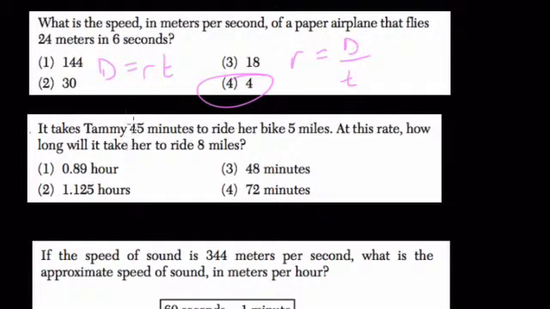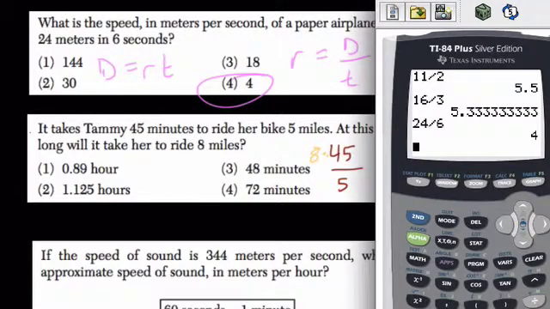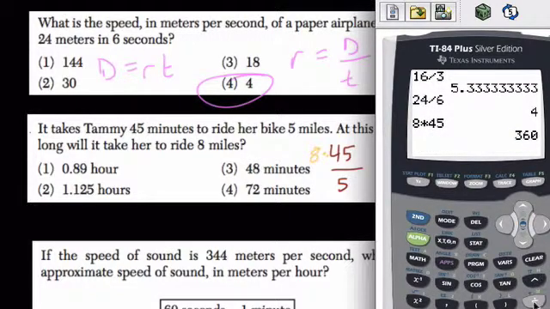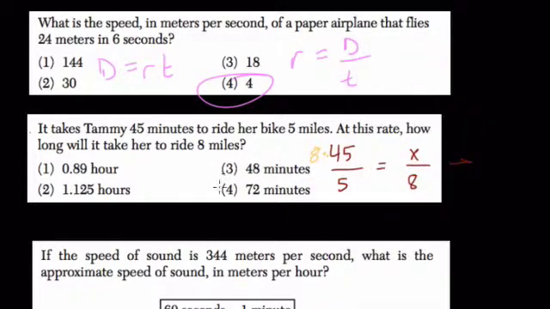Okay. It takes Tammy 45 minutes to ride her bike 5 miles. At this rate, how long will it take her to ride 8 miles? Here, I'll use a proportion. 45 for every 5, right? How many minutes for 8? Solve for x. We'll multiply both sides by 8. So I get 8 times 45 divided by 5. 360 divided by 5 is going to be 72. So it's 72 minutes. It would take her longer, right?